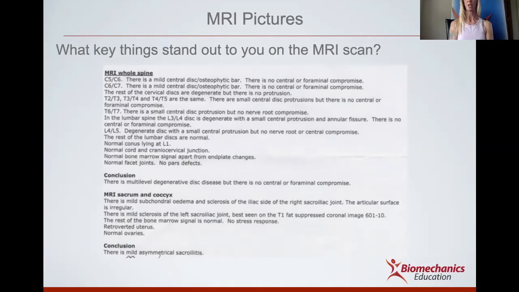So what I'd like you to do is go down, for example, the first line, C5, C6. There is a mild central disc osteophytic bar. There is no central or foraminal compromise. What does that mean? What are the definitions? What does foraminal mean? What does osteophytic bar mean?